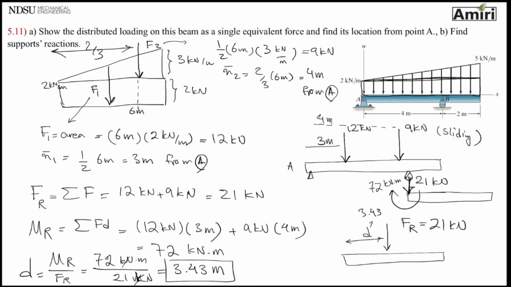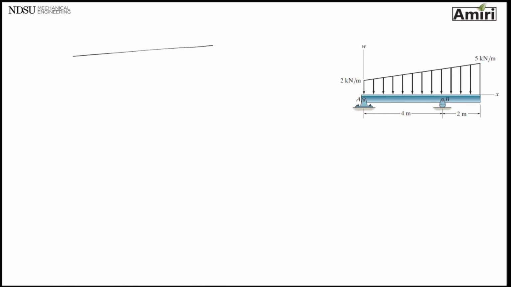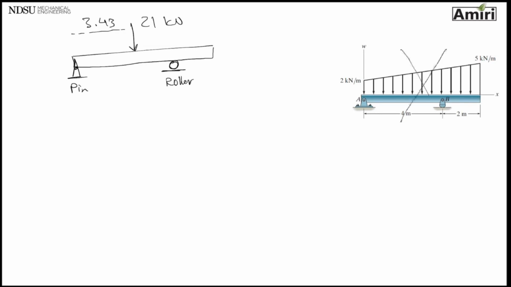Part B says find support reactions. All right, so let me draw this really quick. I have a 21 kilonewton force at a distance of 3.43. I have a pin, and I just like to draw it like this, and a roller at point B. I don't care about this anymore. Remember, I simplified it to this. I did all that work, so now I'm going to use it. So now my problem just starts.